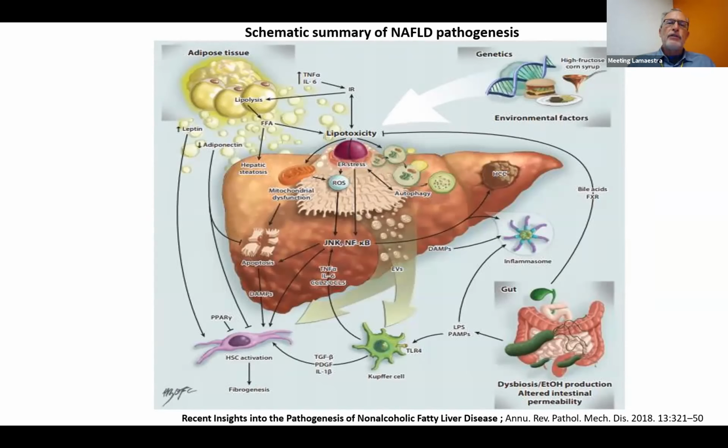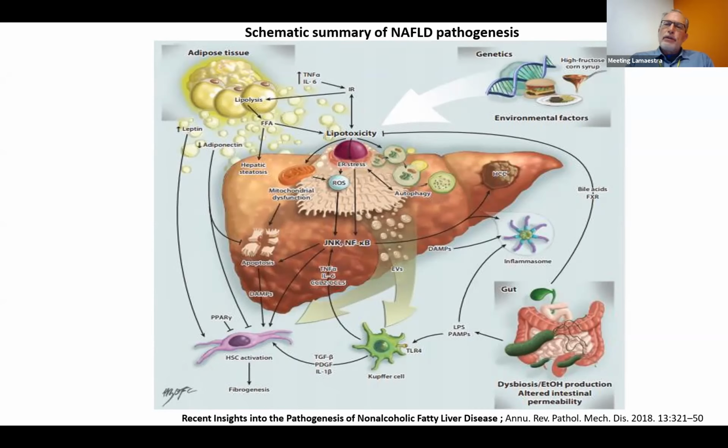Releasing free fatty acids, releasing cytokines such as TNF alpha, interleukin 6, resulting in insulin resistance, decrease adiponectin, increase leptin. Down the left lower part, you have what are called stellate cells and HSC activation, resulting in fibrogenesis, Kupffer cells, which are macrophage-like cells, also being activated and further activating stellate cells.